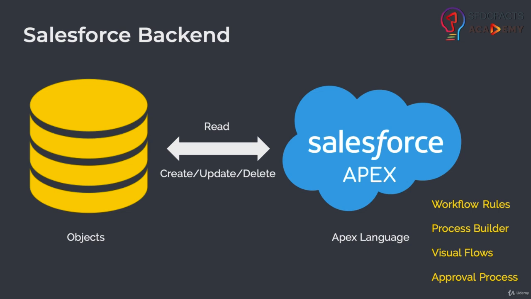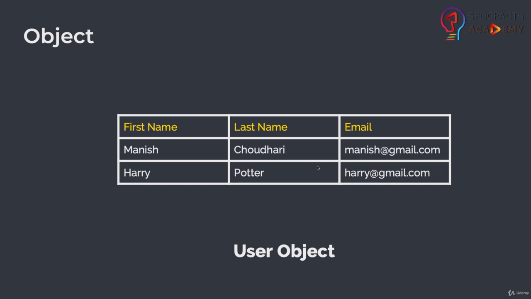Now let's see how a Salesforce object stores your data. You can say a Salesforce object is a database table where you can store your data. In this example, we have a user object which can store the user data. So we have a table which can store the first name of the user, the last name of the user and the email of the user. And we can see that it has two records, one for Manish Chaudhary and the second one for Harry Potter.